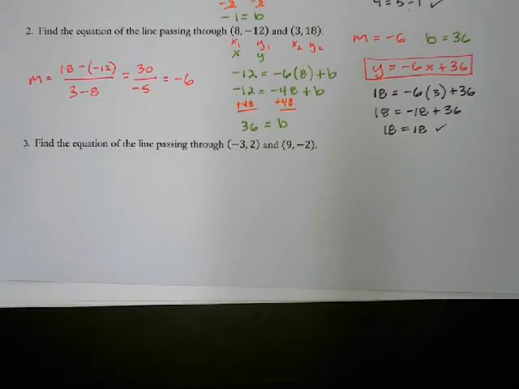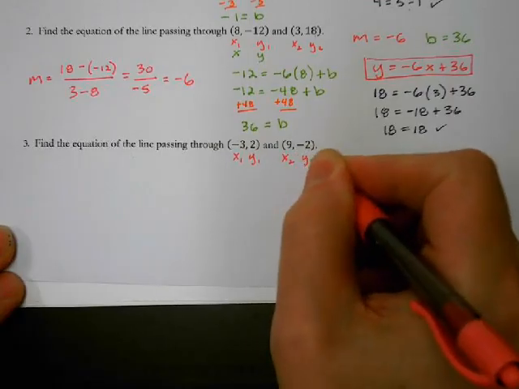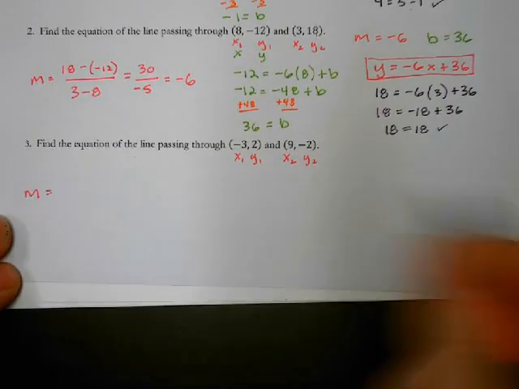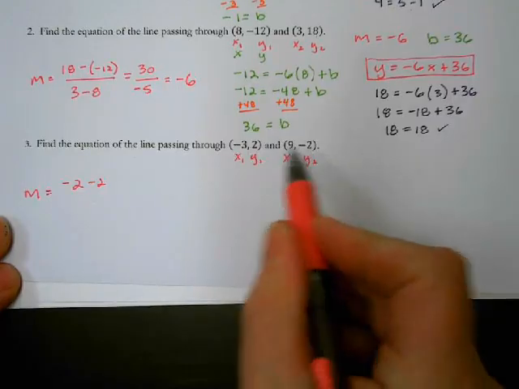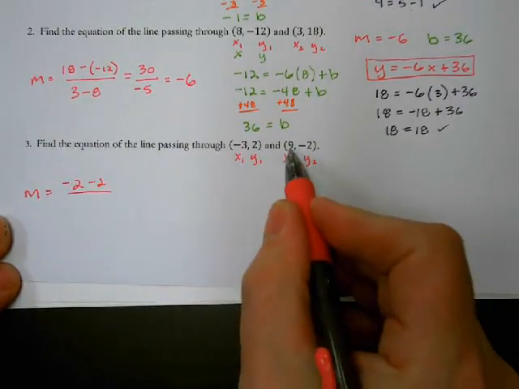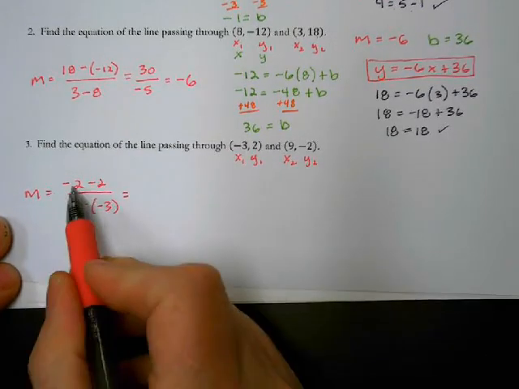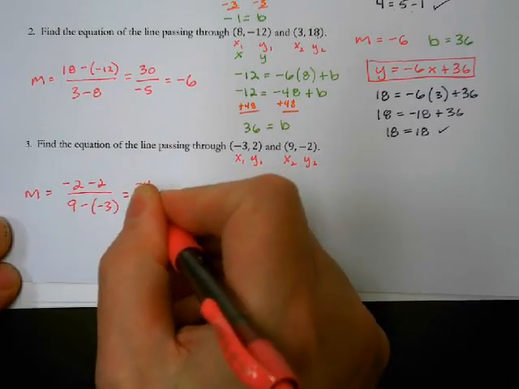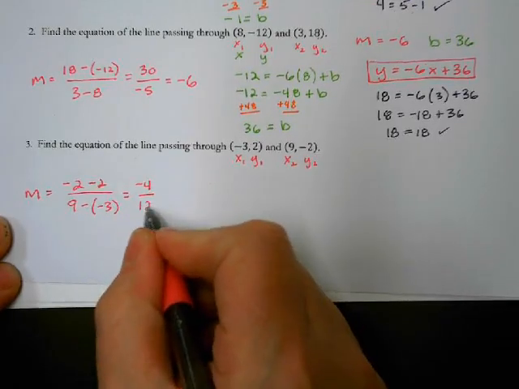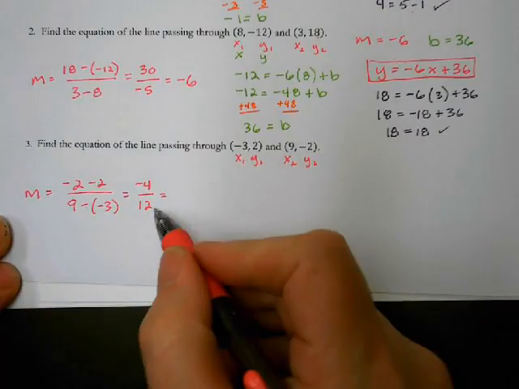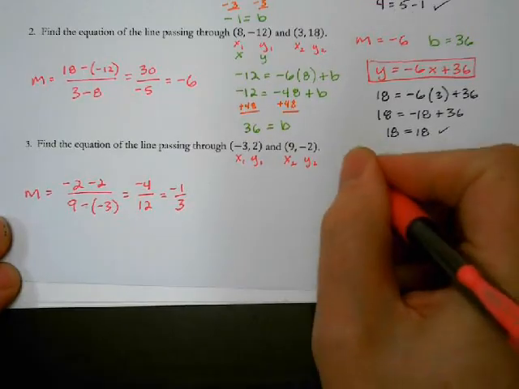So x1, y1, x2, y2. Let's find our slope. M equals negative 2 minus 2. There's my y values. Over 9 minus negative 3. Numerator, negative 2 minus 2 is negative 4. 9 plus 3, because it's a negative negative, is 12. This does reduce, but look, the bigger number's on the bottom. So this should be negative 1/3. So my slope is negative 1/3.